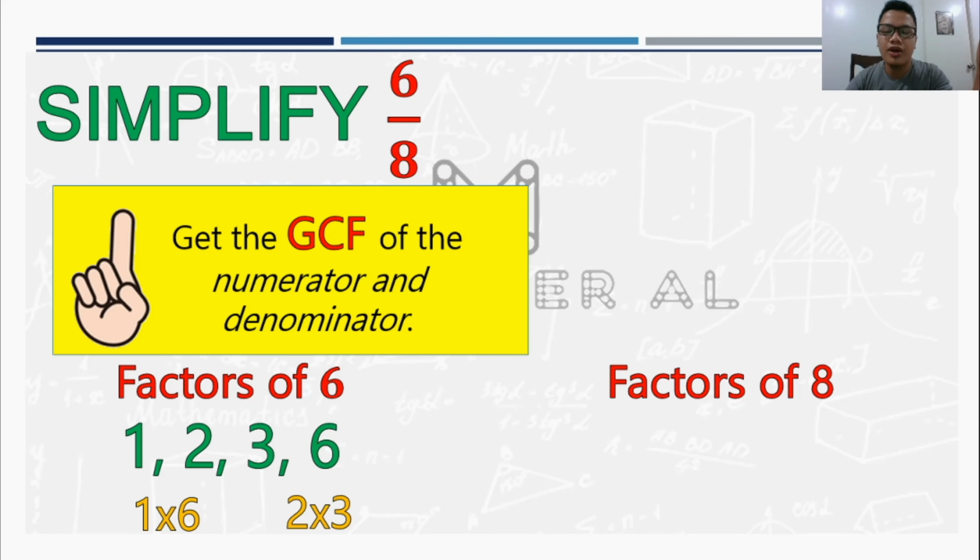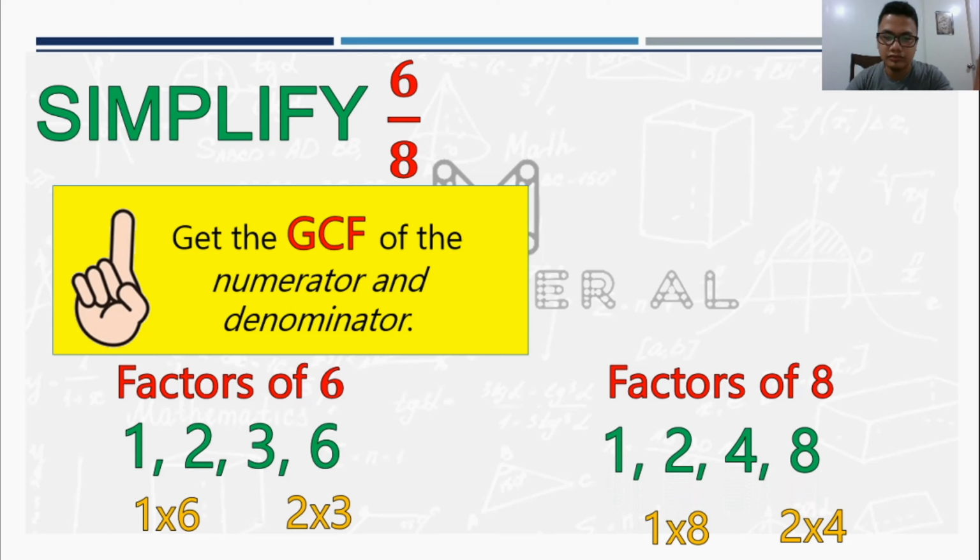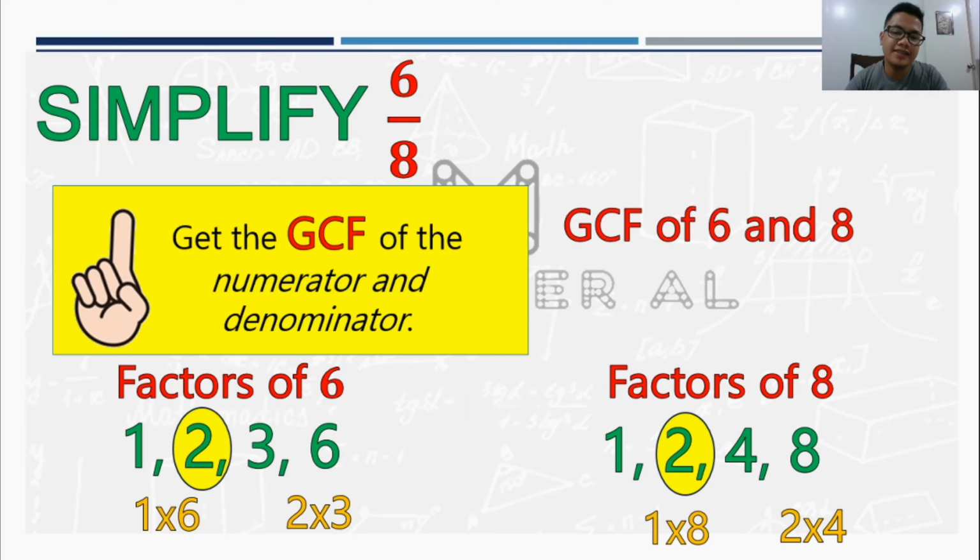Let's move to factors of 8. So we have there 1 times 8 and 2 times 4. Therefore, the factors are 1, 2, 4, and 8. I'd like you to look for the greatest common factor from the factors of 6 and the factors of 8. Very good. Our GCF is 2.